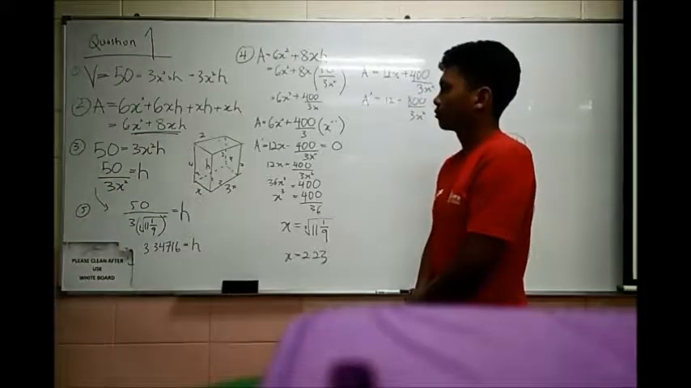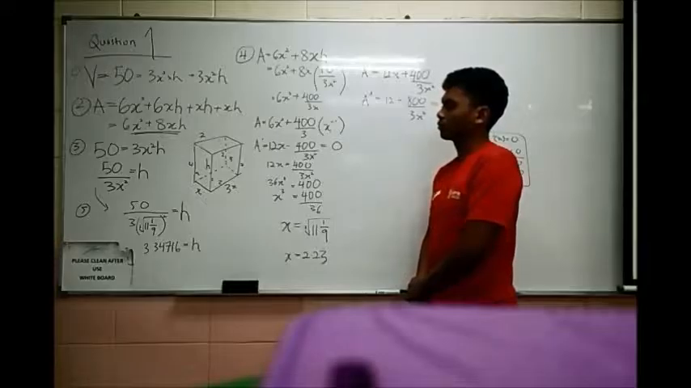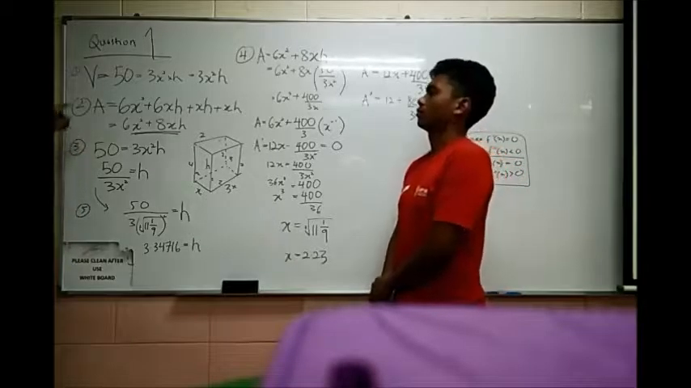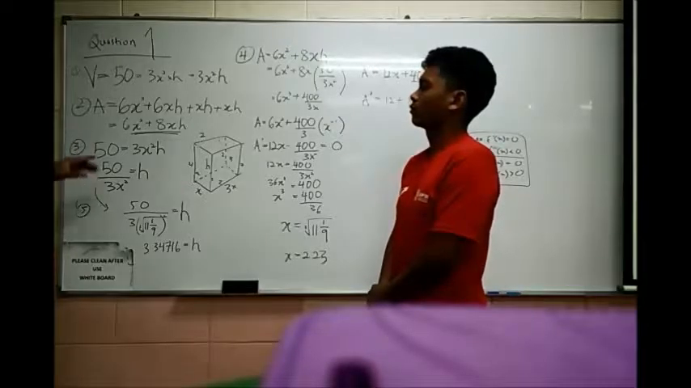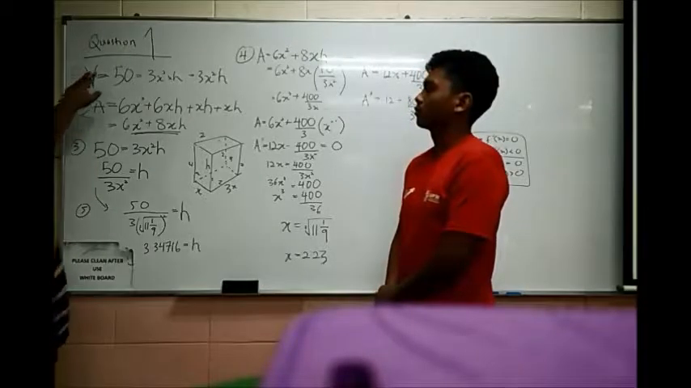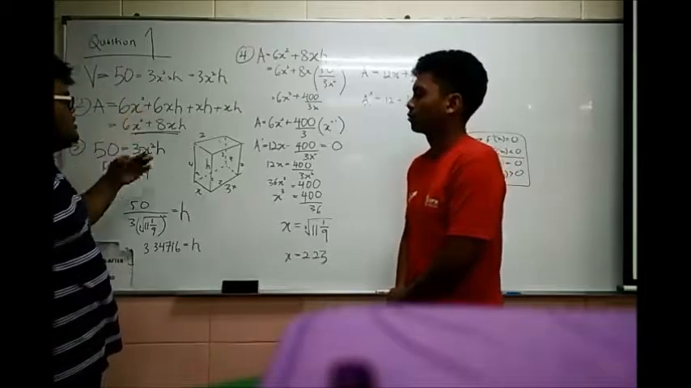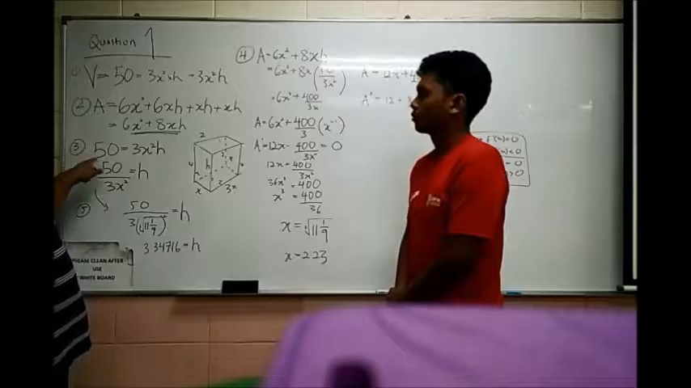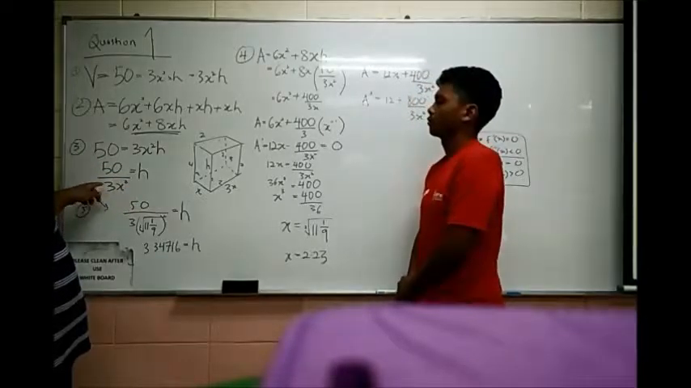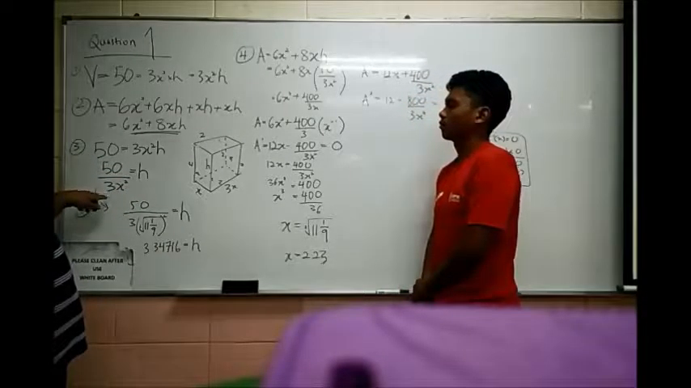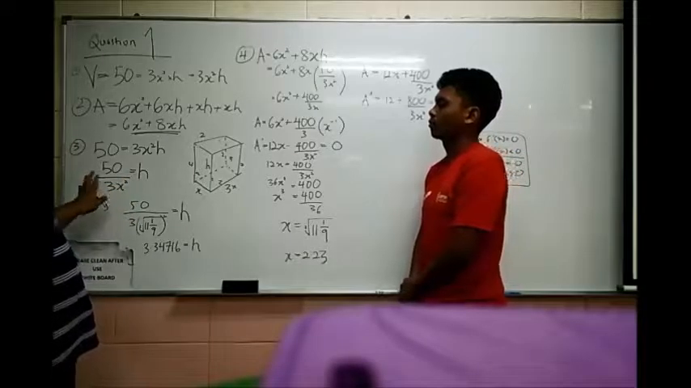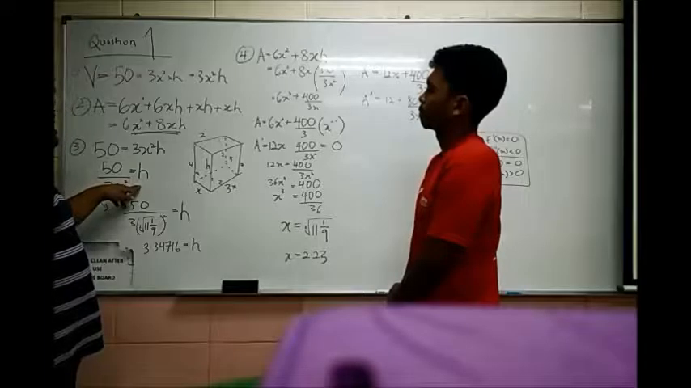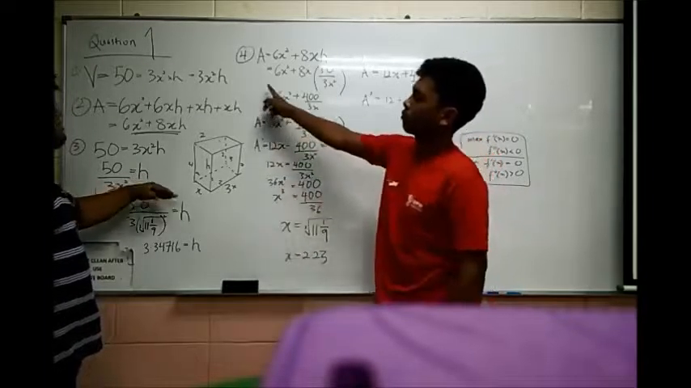The third step is we have to find the height, because we don't know what the height is. We just take the volume from the formula of the rectangular cuboid to find h. We do it like this: 50 equals 3x squared h, and 50 over 3x squared equals h. So this is the h.